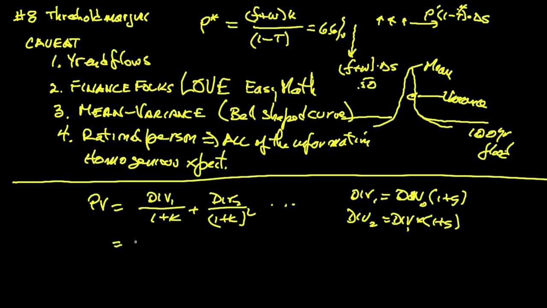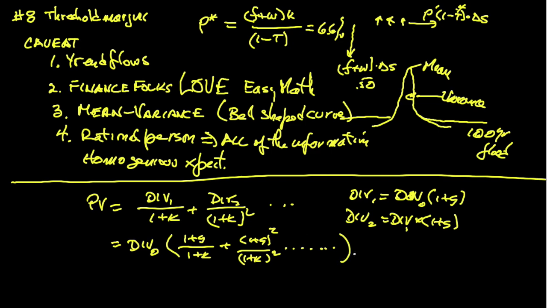Okay, now I don't think you have to think too hard to see that what you'll end up with is something that looks like dividend 0 times (1 plus g over 1 plus k, plus 1 plus g over 1 plus k, both of them squared, and etc.) It goes on. Let's say it goes on forever. Okay, now if you sum this, what you end up getting is 1 over k minus g. So this then equals dividend divided by k minus g.